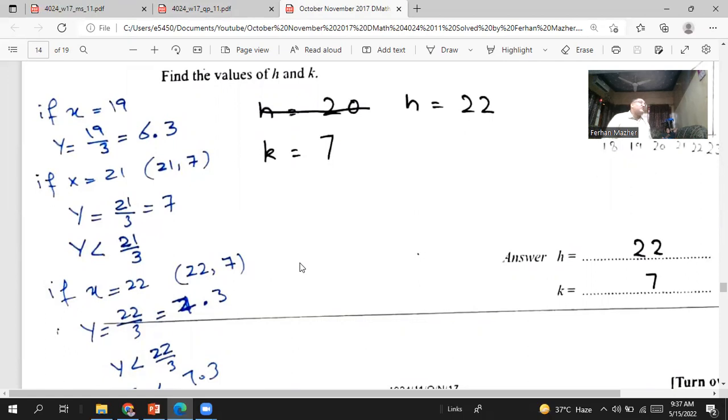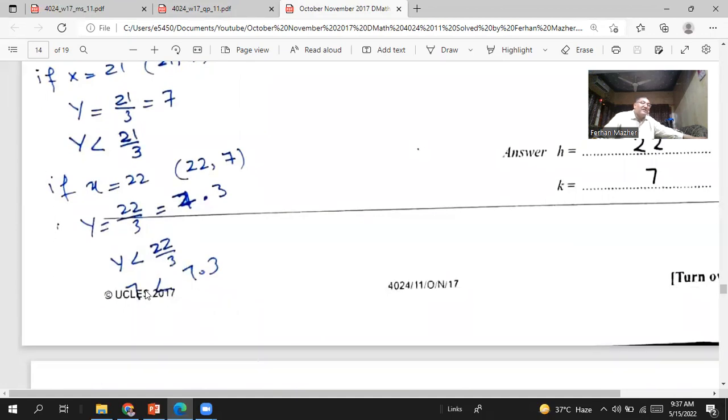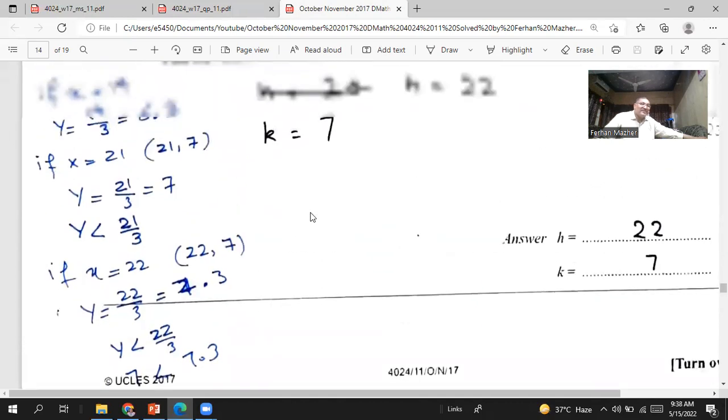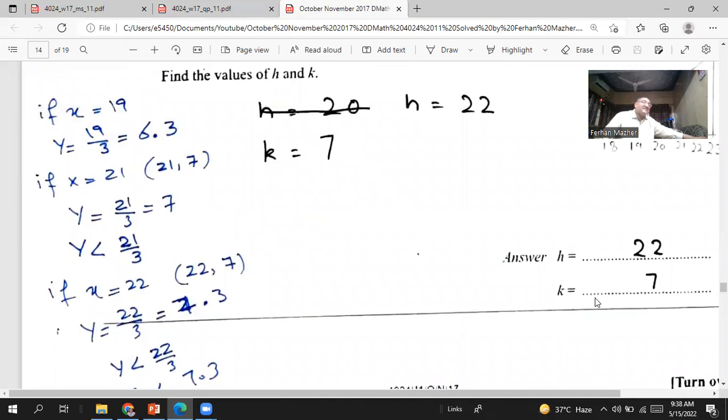Now you can take the point 22 comma 7. Why? Because when you take 22 comma 7, the x value is 22, the y value is 7. When you put it in this formula, 22 by 3 will be 7.3. And the y value you have supposed is 7. So 7 is less than 7.3. That is true. It's a very tricky question. So 22 comma 7 is the right answer. This is the point whose coordinates are integers and it is inside this triangle.